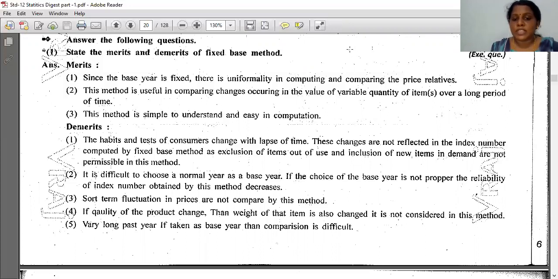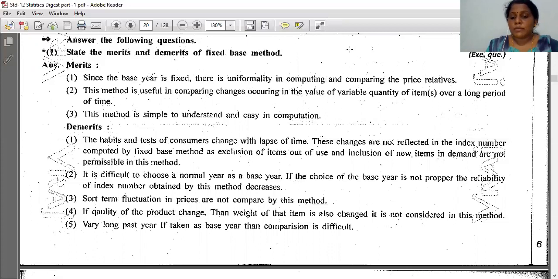Then demerit, what are the disadvantages? The habits and taste of a consumer changes with lapse of time. These changes are not reflected in the index number computed by fixed base method, as exclusion of items out of use and inclusion of new items in demand are not permissible in this method, right? Then second is, it is difficult to choose a normal year as a base year. I told you which year is considered as a base year. In those years where ups and downs are not there, means economic recession or boom is not there, earthquakes or natural calamities are not there, that type of year is considered as a base year. So it is difficult to choose a normal year as a base year.